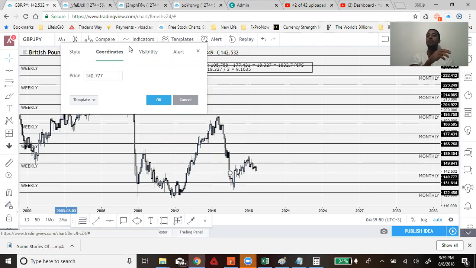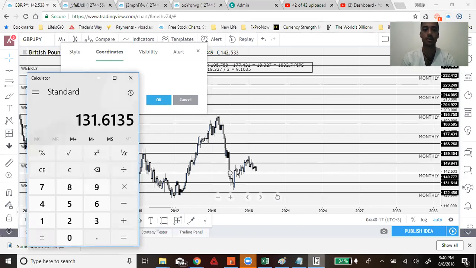So if anything, as opposed to setting my take profit at the monthly line, I'll set it at that buffer. Or I'll just know, hey, listen, price is about to get to a weekly or monthly. Okay, so I'll only do it for the monthlies because monthlies are a little bit more significant. So 140.777, and I'll add 100 pips and subtract 100 pips from that, right?